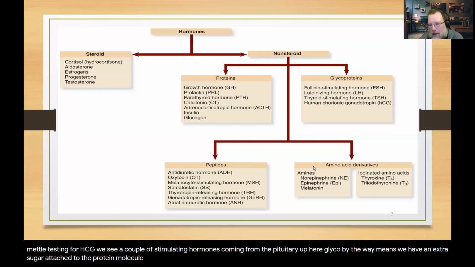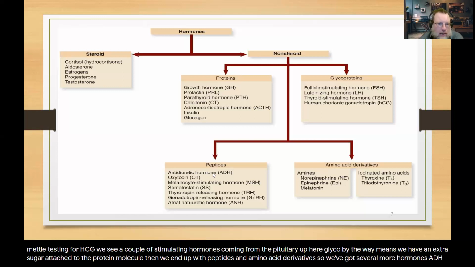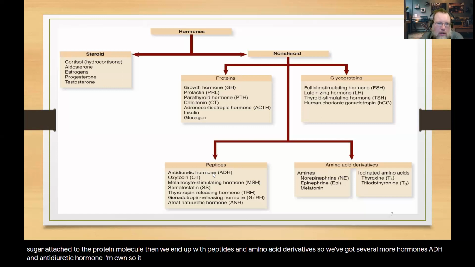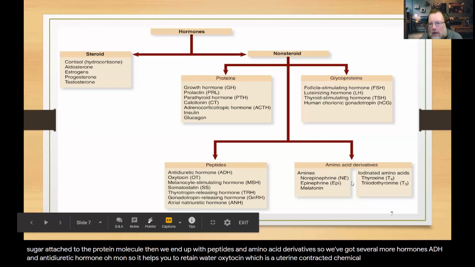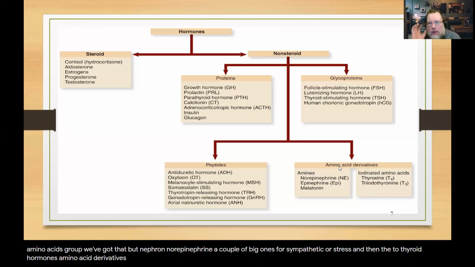Then we end up with peptides and amino acid derivatives. So we've got several more hormones. ADH, an antidiuretic hormone, so it helps you to retain water. Oxytocin, which is a uterine contracting chemical. And then a few others. In the amino acids group, we've got epinephrine, norepinephrine, a couple of big ones for sympathetic or stress. And then the two thyroid hormones, amino acid derivatives. So anyway, you can see there are a lot of different hormones.